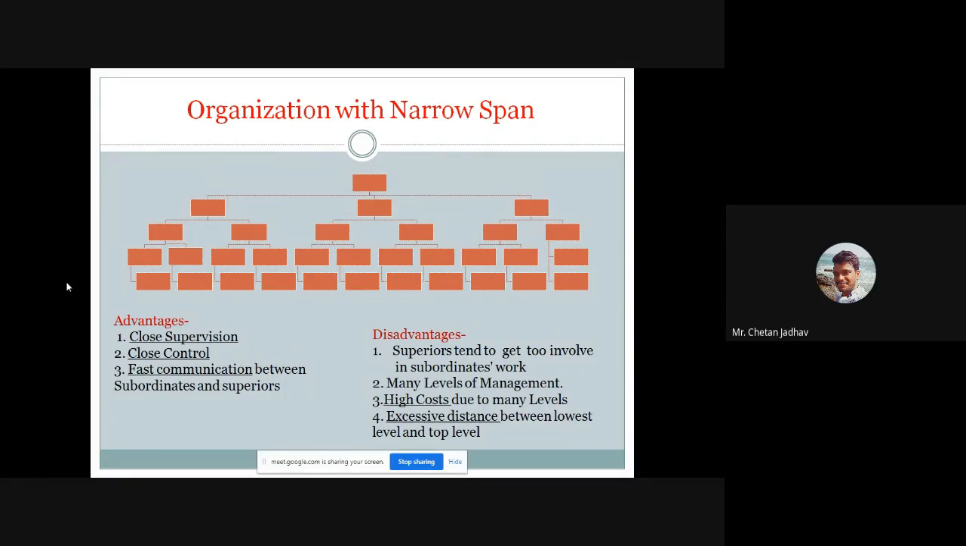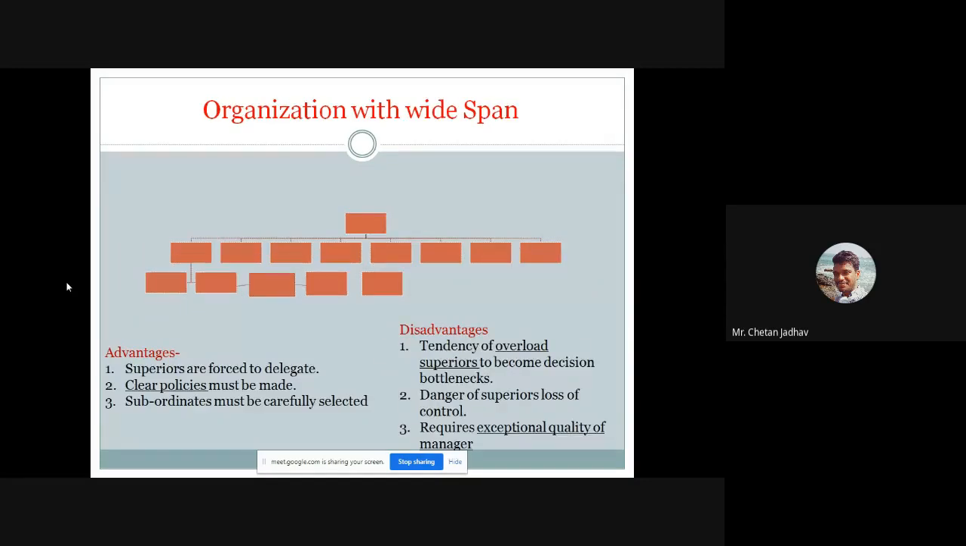The second is the organization with a wide span. In this organization structure there are fewer levels. Fewer means only one or two levels will be there, and we are not giving levels such as manager, subordinate, superiors or team leaders. After the top level manager we are considering everyone in one group only.